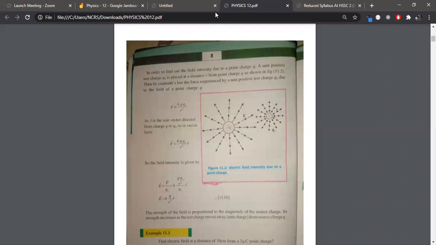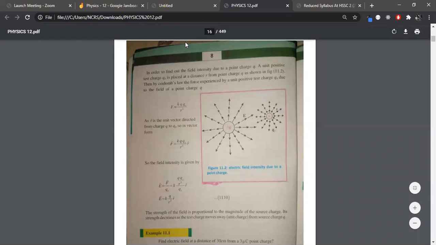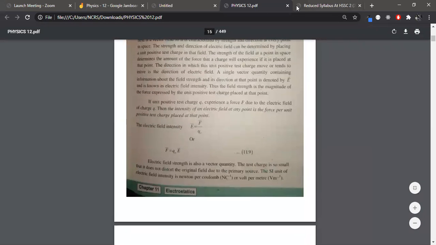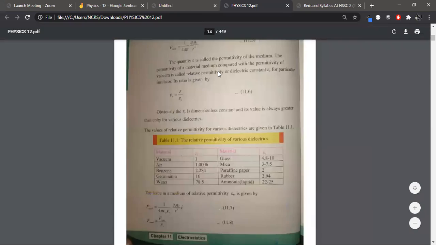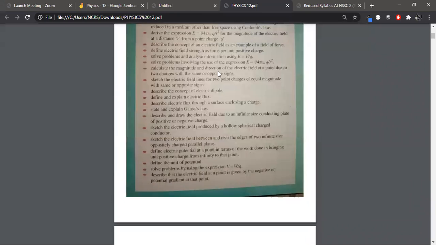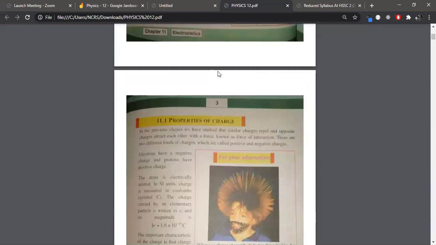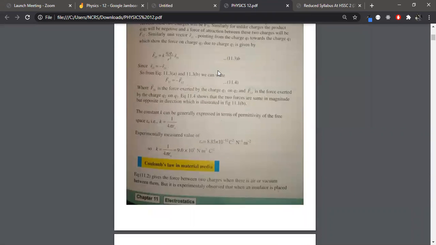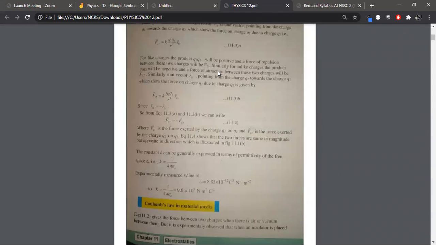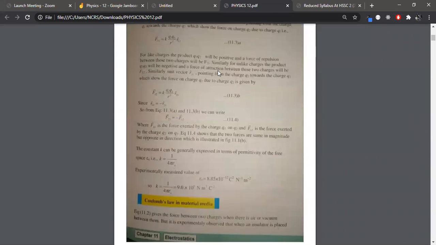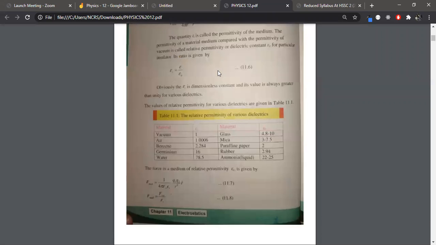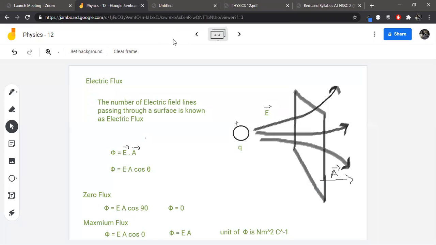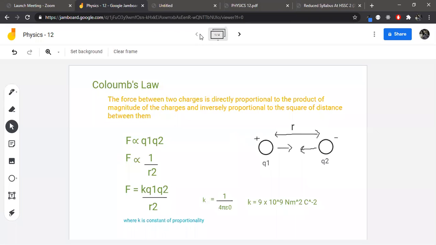Okay, so class, the topic that we are going to discuss today is the first topic of your syllabus, that is the electric flux. Okay, so let me open that topic first. But before going to the electric flux, we need to discuss Coulomb's law and the electric field because all of them are related to each other.